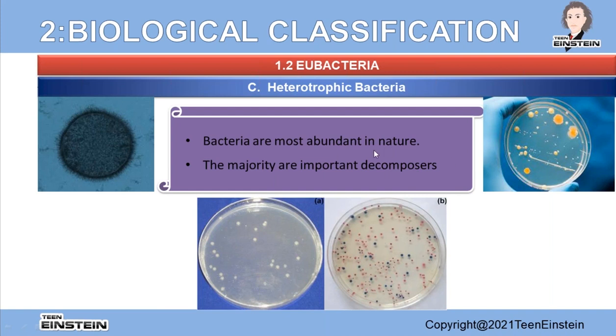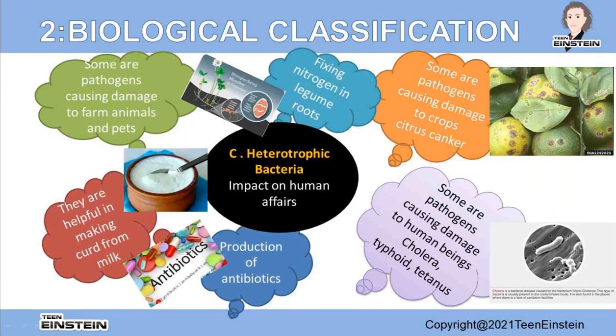And next is heterotrophic bacteria. They are abundant in nature. So many are present in nature, and the majority are important decomposers. These heterotrophic bacteria are mainly decomposers. Next is the role of heterotrophic bacteria, or their impact on human affairs. Here, they have different roles.